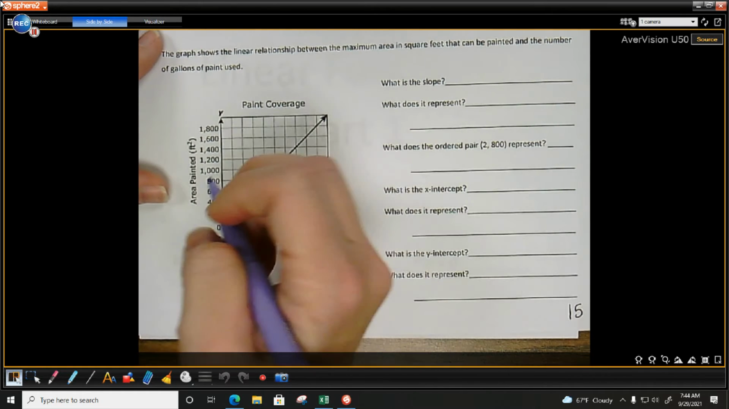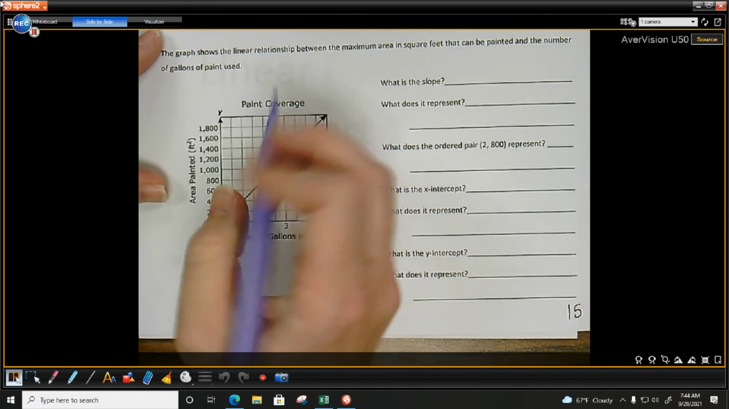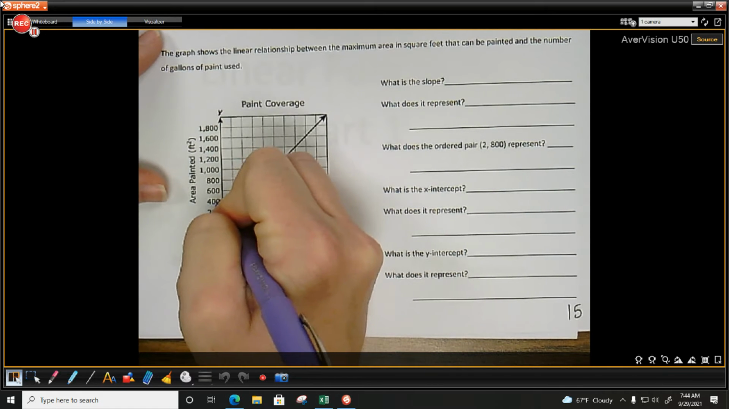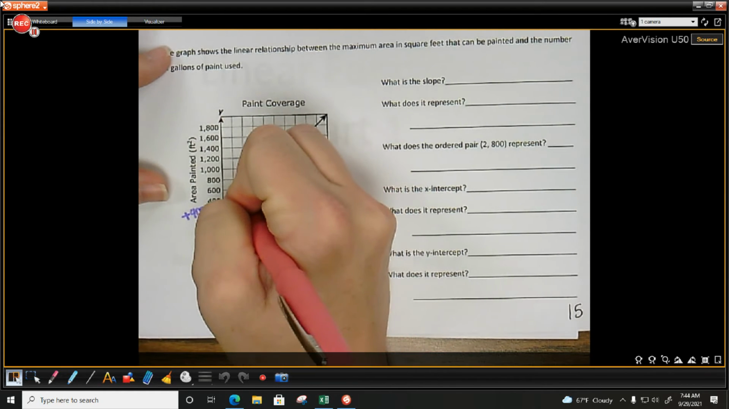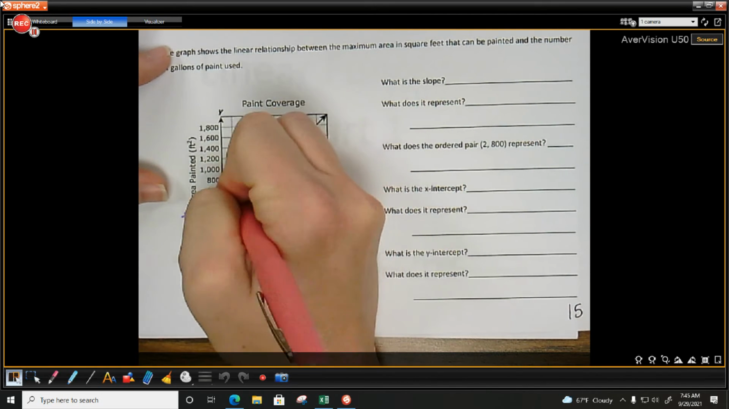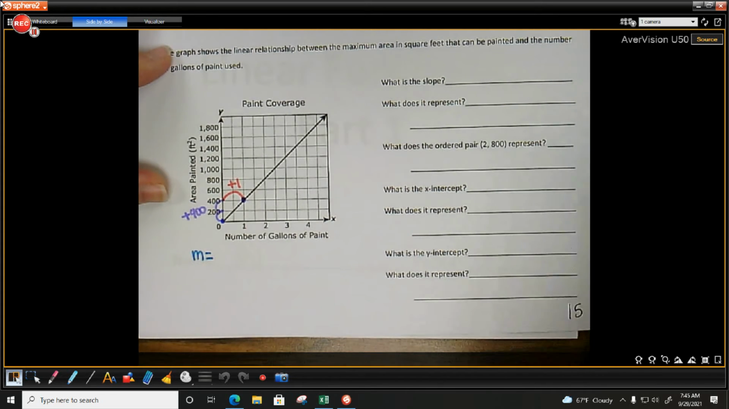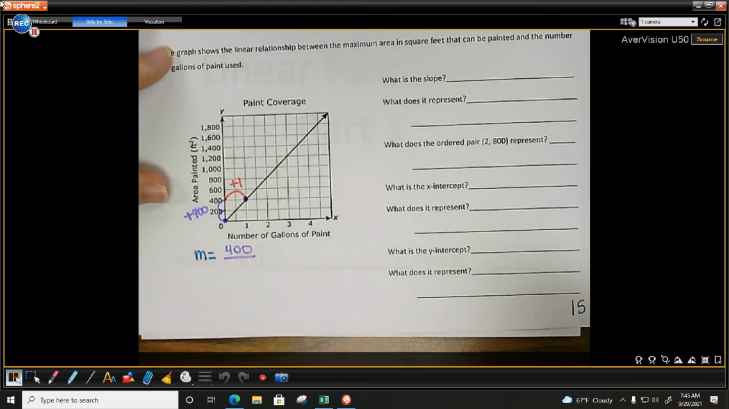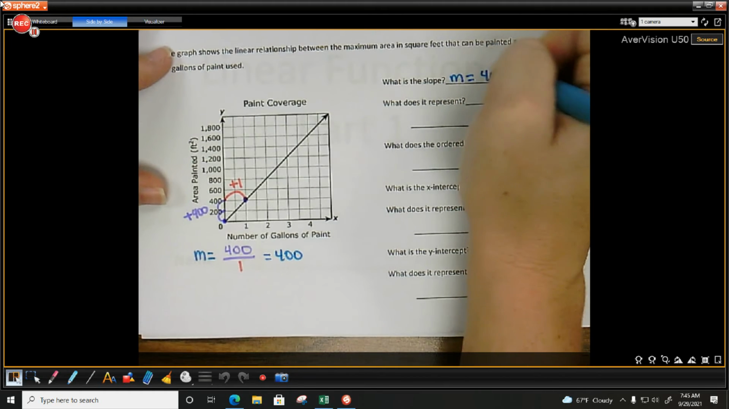Again, be careful of what your axes are counting by. We're not counting by ones. We're counting by 200, then 400. So my rise is 400. Then my run is 1, to the right or left? To the right, so a positive 1. So my m is 400 over 1, which is just what? 400. So m is 400.